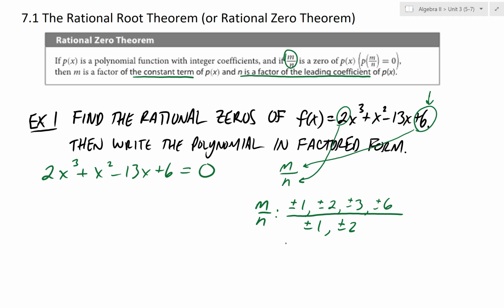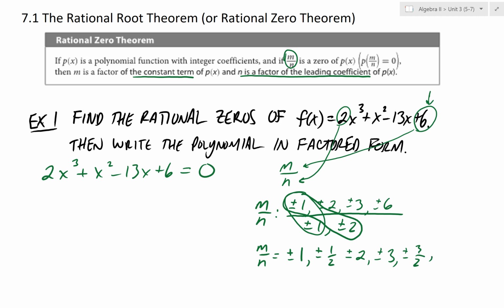If we look at all the possible combinations now, m over n could be 1 over 1, that's 1. Or it could be 1 over 2. That's plus and minus 1/2. Okay? Or if we pick the 2 on the top, it could be 2 over 1. Or it could be 2 over 2. What's 2 over 2? 1, and we've already listed 1, so we don't need to list it again. Then we get 3 over 1. We haven't listed 3 yet. And then we get 3 over 2. We haven't listed that yet either.